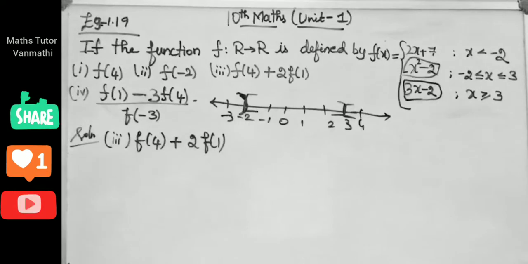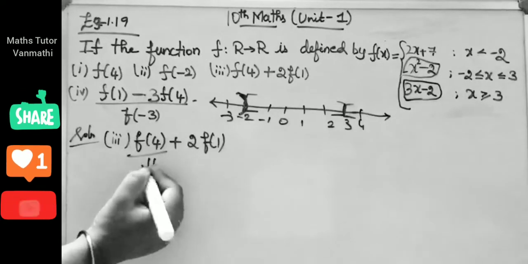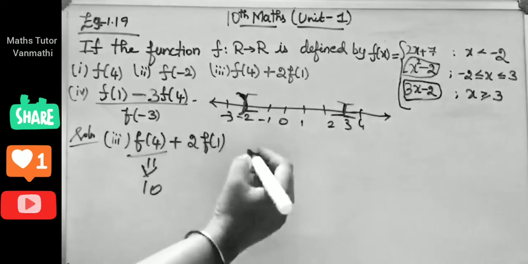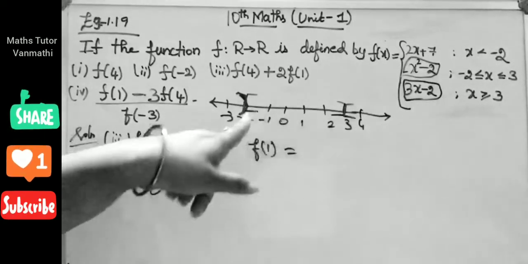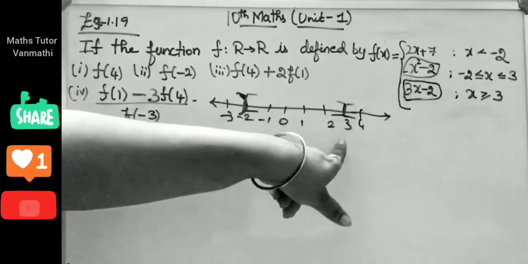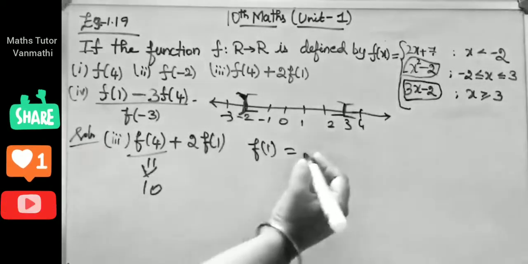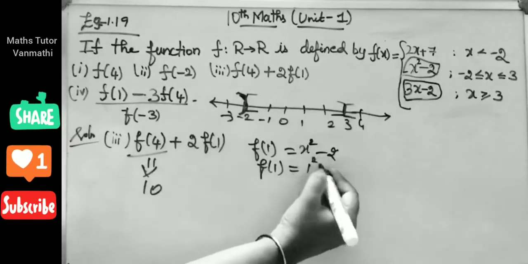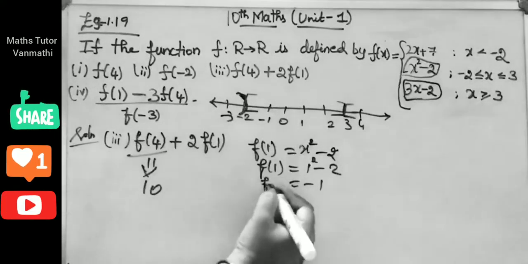This is your third subdivision. Here f of 4 plus 2 times of f of 1. F of 4 we know already the value as 10. That is the first subdivision answer. Now we are going to find f of 1. F of 1, where 1 lies between minus 2 to plus 3. Then we are going to take only this function, x square minus 2. Then f of 1 equal to 1 square minus 2, you get minus 1. Clear? This is your f of 1.